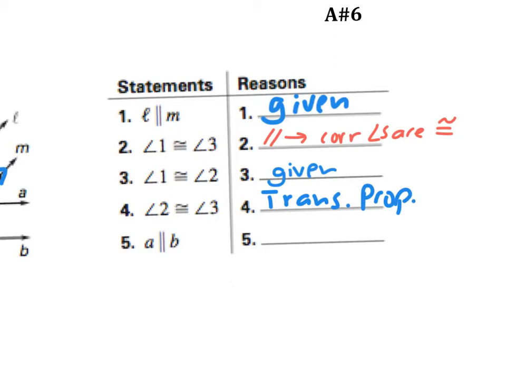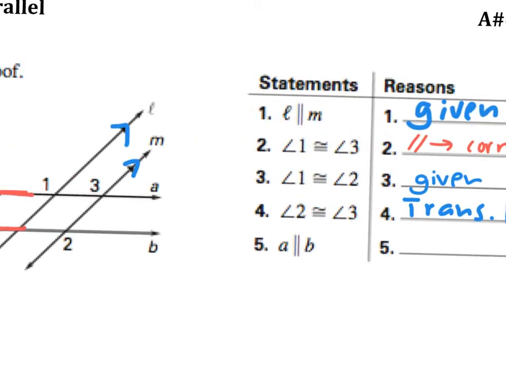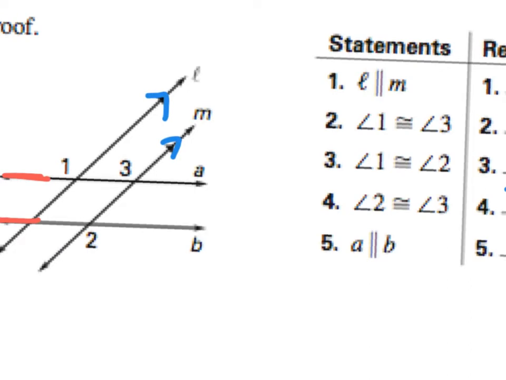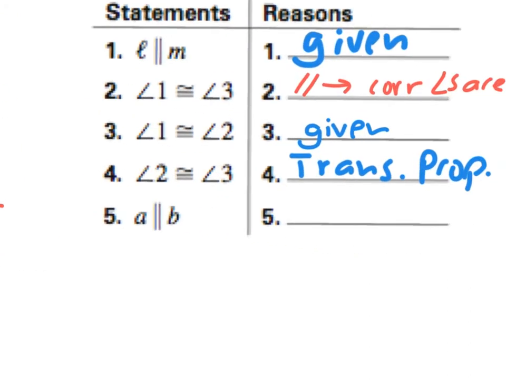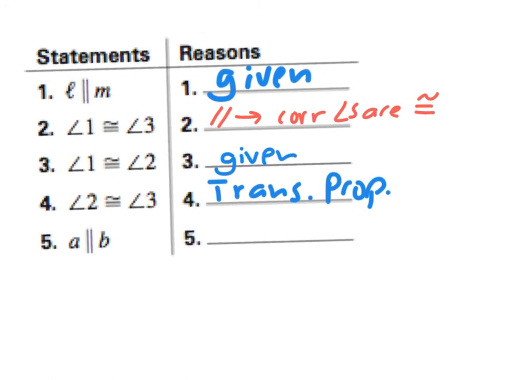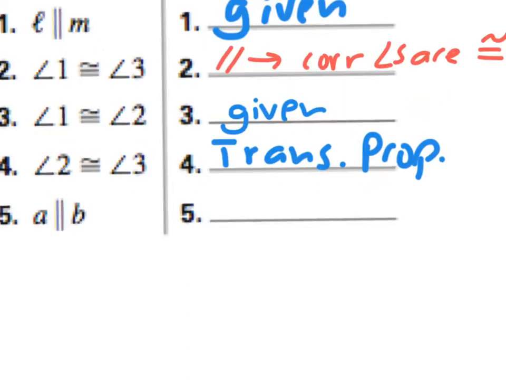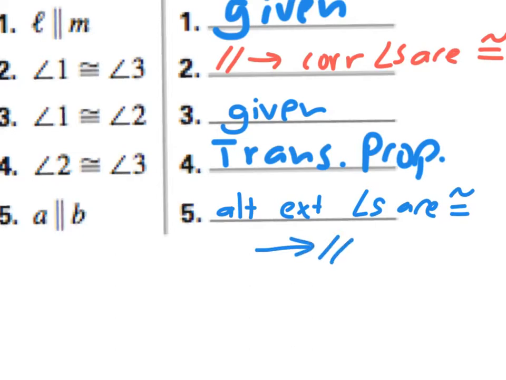Okay, and lastly, since we've demonstrated that angles 2 and 3, this angle here and this angle here, are congruent, we now know the lines have to be parallel because of what converse? Tell your neighbor, please. So in this case, we would say alternate exterior angles are congruent, therefore parallel. Or if you simply say the name, alternate exterior angles converse.